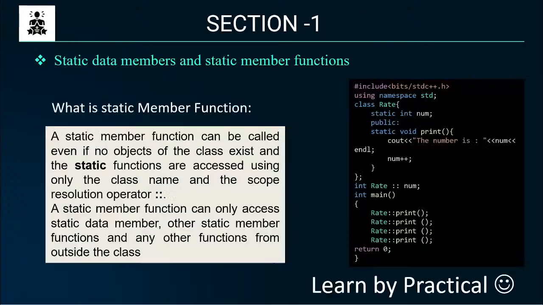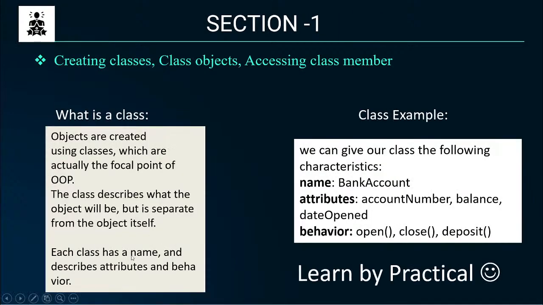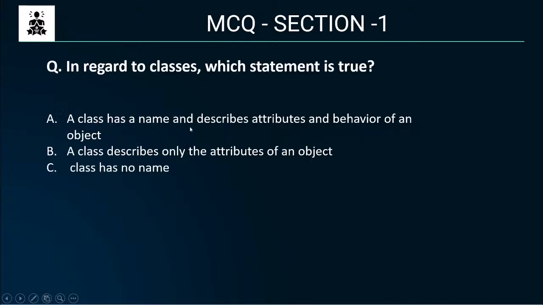As I have already told you in the class definition, the class has a name and describes attributes as well as behavior. So the answer will be A. A class has a name and describes attributes as well as behavior of an object.